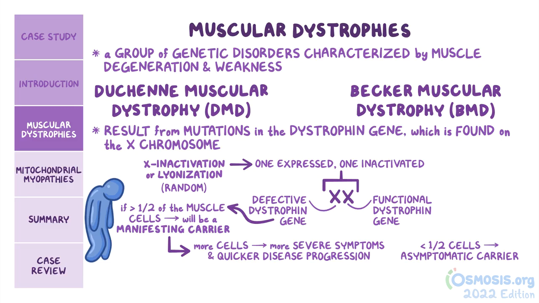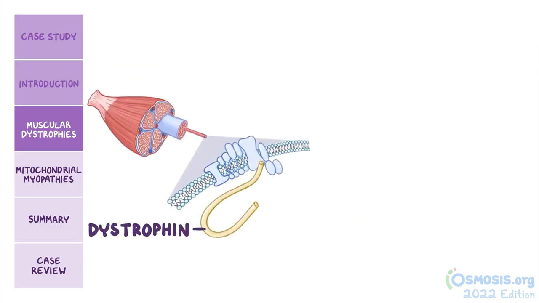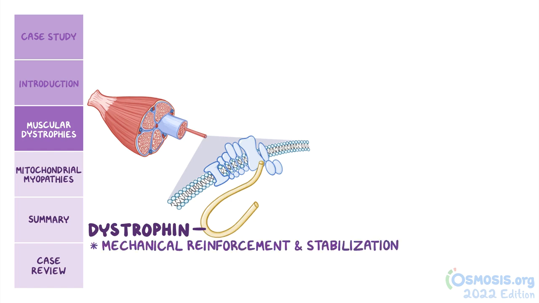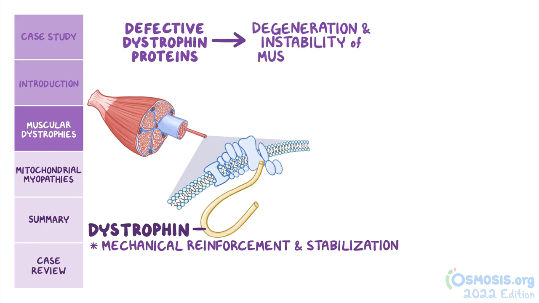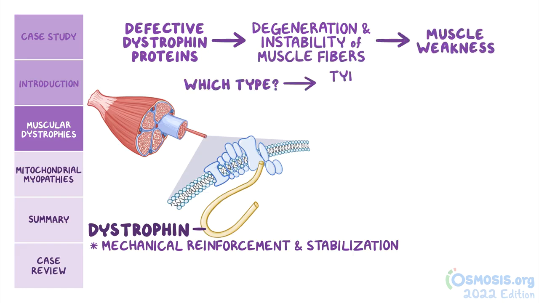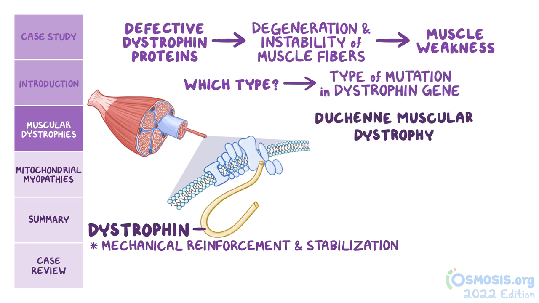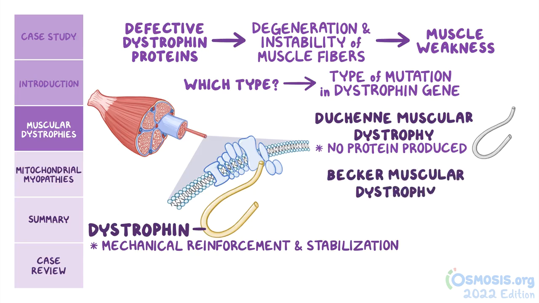Now, long story short, dystrophin is a protein found on the plasma membrane of muscle fibers to provide mechanical reinforcement and stabilization. As a result, having defective dystrophin proteins leads to degeneration and instability of muscle fibers, in turn causing muscle weakness. What determines which disease you get is the type of mutation in the dystrophin gene. Duchenne muscular dystrophy happens when the mutation results in no protein being produced at all, for example, a nonsense or a frame shift mutation. On the other hand, Becker muscular dystrophy results from mutations like missense mutations that allow a misshapen and partially functional protein to be produced.